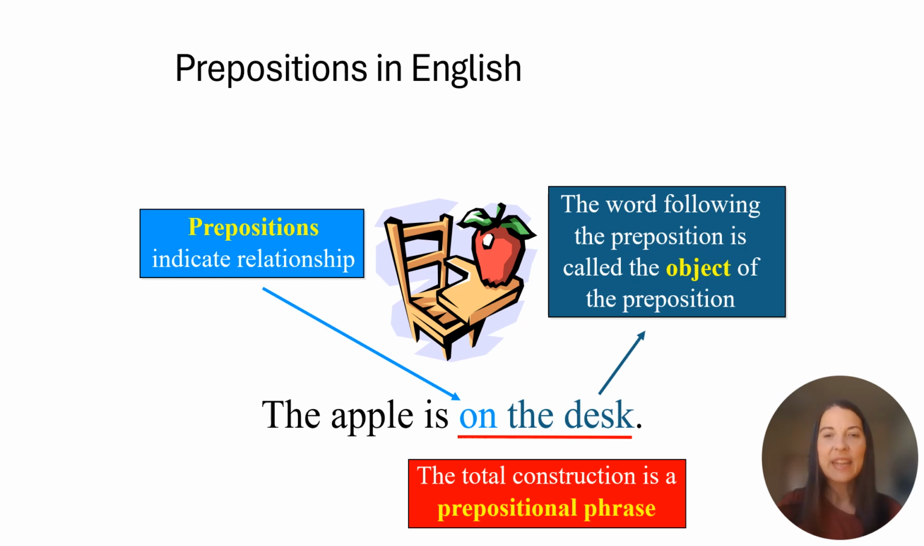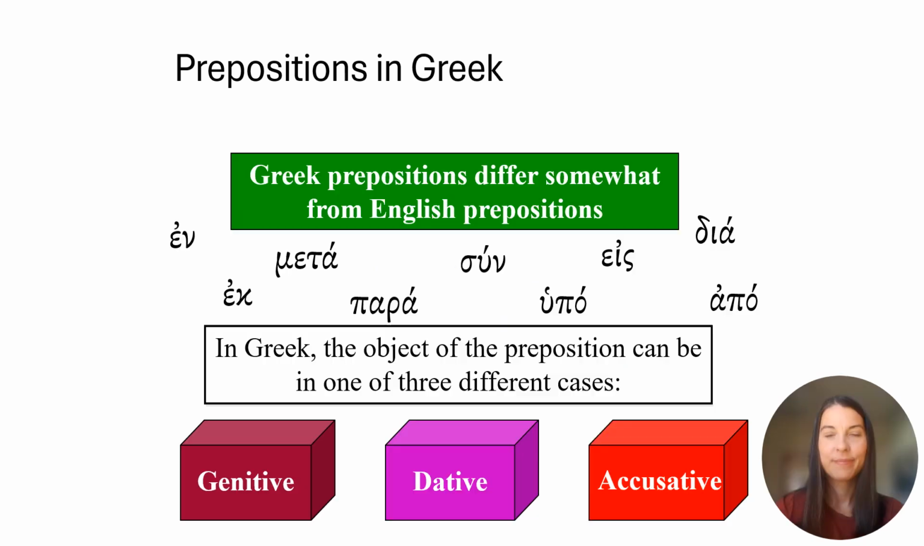Our prepositions in English are indicating a relationship by a word. So the word in this sentence, the apple is on the desk, is indicating a relationship between these two objects, the apple and the desk. The word following the preposition is the object of the preposition. Together, on the desk is called a prepositional phrase.